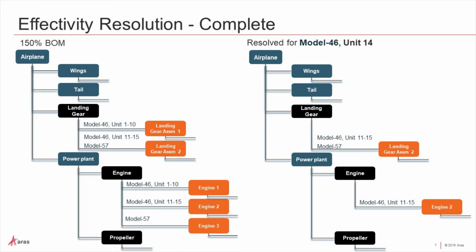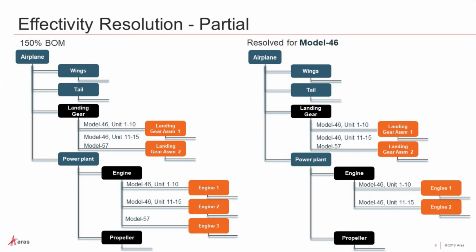We get landing gear assembly 2 out of the 2 landing gear assembly options. Landing gear assembly 2 is presented because it fits the model and the unit criteria. Out of the 3 engines, we receive only engine 2, again meeting the same effectivity criteria compared to the effectivity conditions set on the BOM structures.